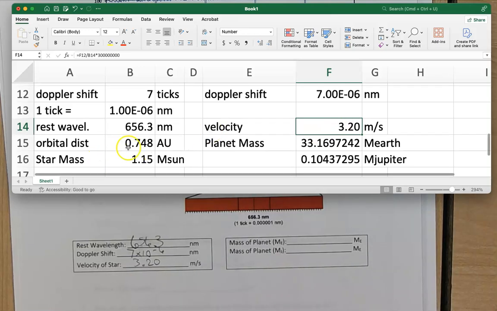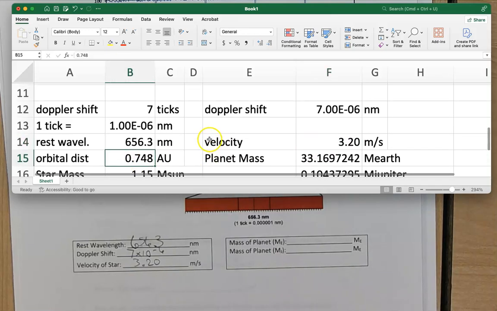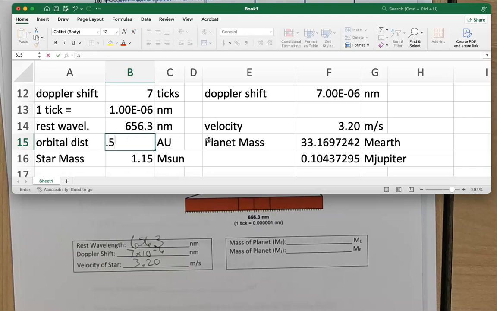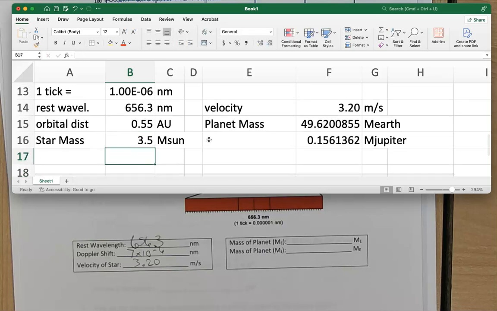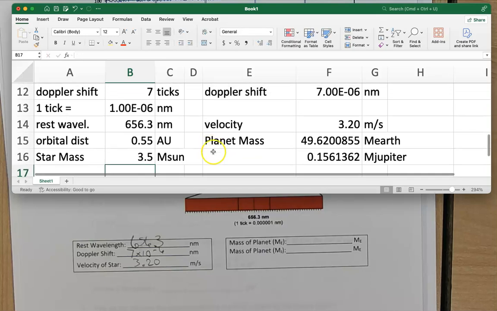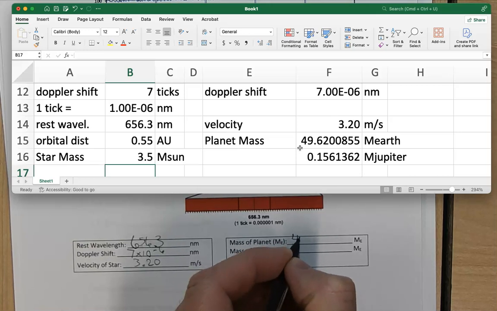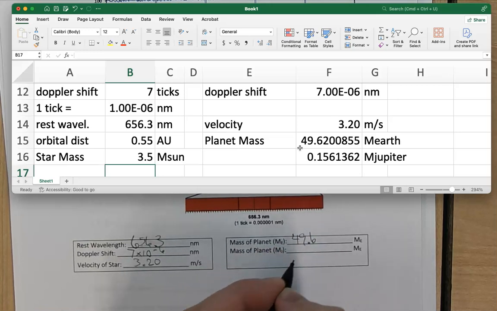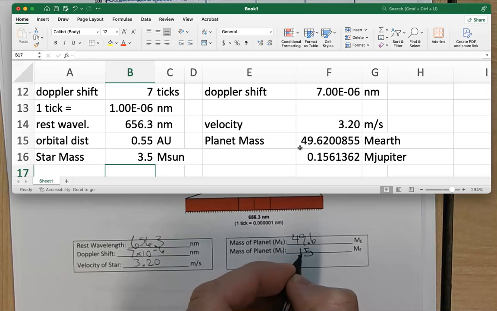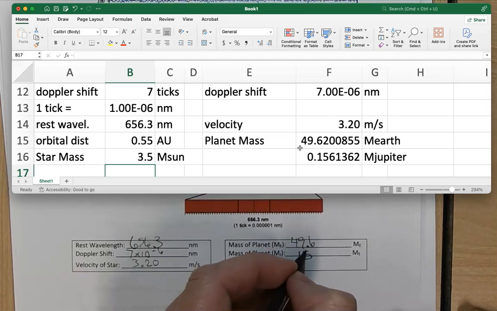And we said the orbital distance, we just figured that out, right? The orbital distance is 0.55 AU, and the star has a mass of 3.5 solar masses. Now we've got everything we need to solve. This planet has a mass of 49.6 Earth masses, or 0.15 Jupiter masses. Well, 0.16. Guess best to round up there.